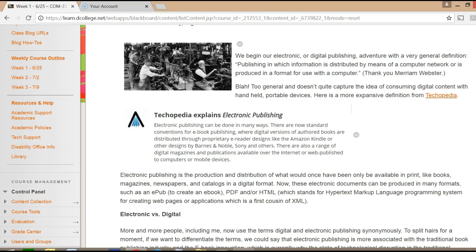And we'll look at how book publishing and magazine publishing have gone through kind of the same thing, maybe not as dramatically for the book publishing industry, but certainly very dramatically for the magazine industry. And so we'll be looking at those kinds of issues in the beginning of the course.